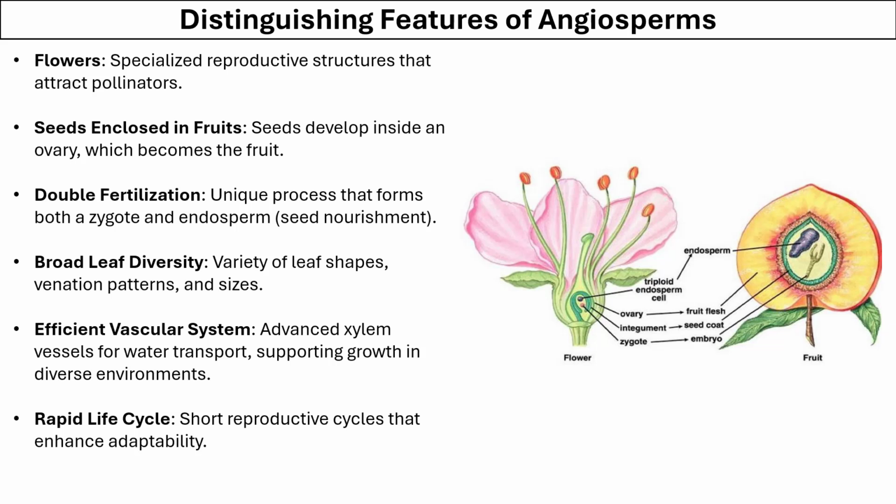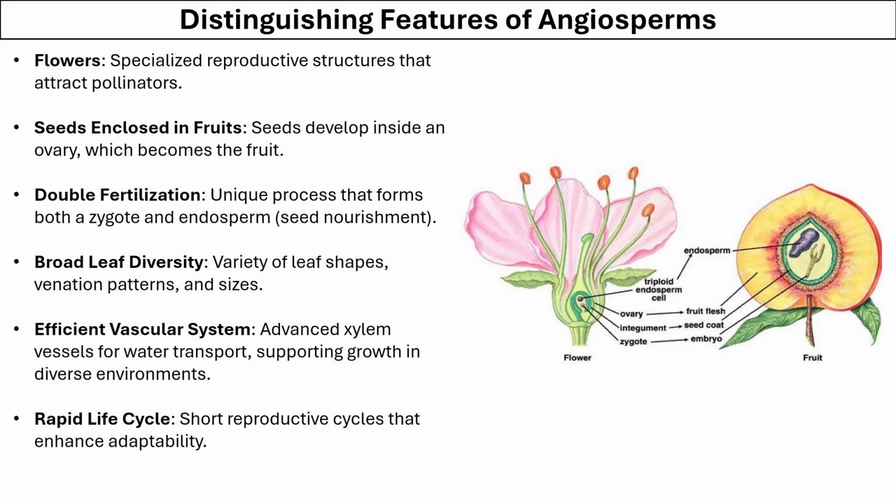The seeds in angiosperms are enclosed in fruits. The seeds develop in the ovary, which eventually becomes fruit. Angiosperms have double fertilization, which is unique to this group, and we'll talk about that later. They have broad leaf diversity. They have leaves of different shapes and venation and sizes.